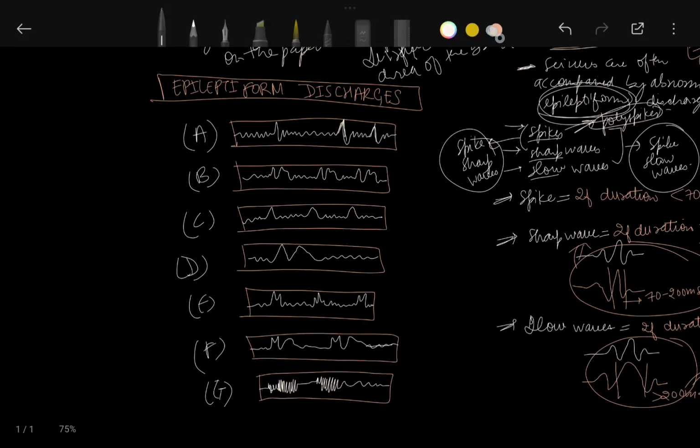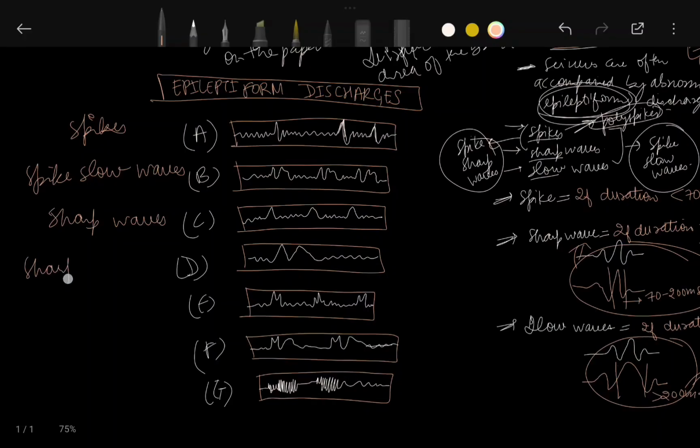Now the first one is the spikes. Definitely these are spikes. The second one has a spike and a slow wave, so the second one is spike and slow waves. Now these are the sharp waves, not the spikes, but somewhat broader than the spikes. Then we have sharp slow waves. Then these are poly spikes.